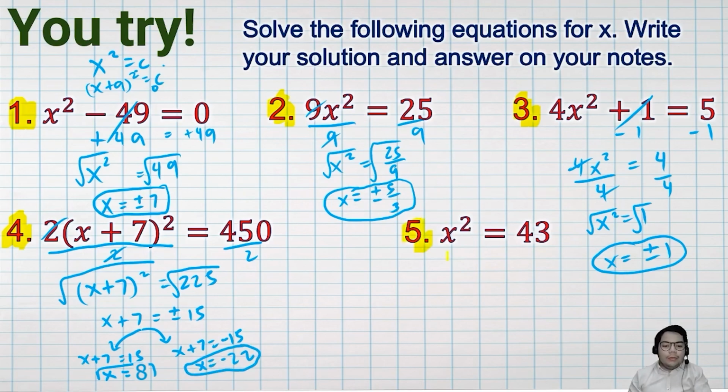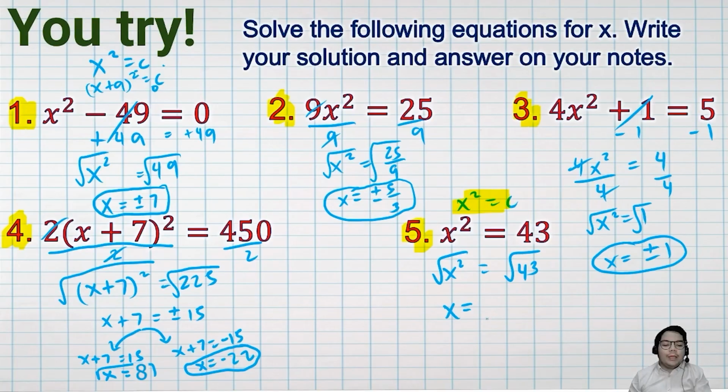Number 5, we have x squared is equal to 43. So if you notice, this is already on the form of x squared is equal to c. Yan, ayan na yung form niya. So we just need to get the square root of both sides. So square root of x squared is equal to square root of 43. But as you notice, hindi naman perfect square si 43. So ano magiging sagot natin for the value of x?